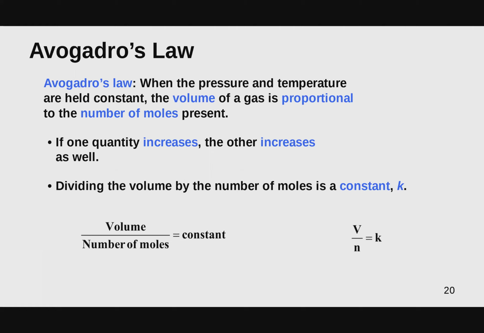So picture you have 5 jelly beans, and then you go to 10 jelly beans, and then to 5,000 jelly beans, right? The more jelly beans you add, the more volume they take up, the more space they take up. And that's the same with the number of molecules or the number of moles. As they increase, then the volume they take up increases as well. So we can define Avogadro's law as the volume divided by the number of moles. The number of moles is denoted by N, and it's equal to a constant, simply K.